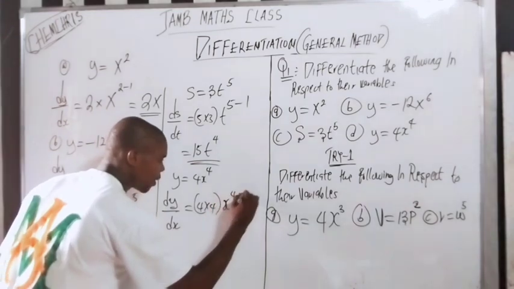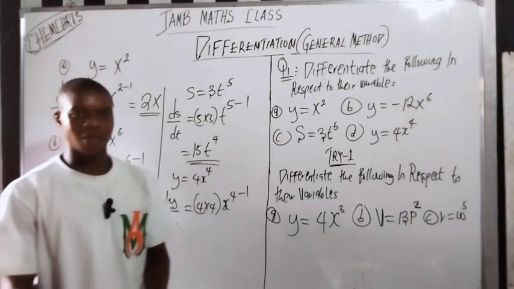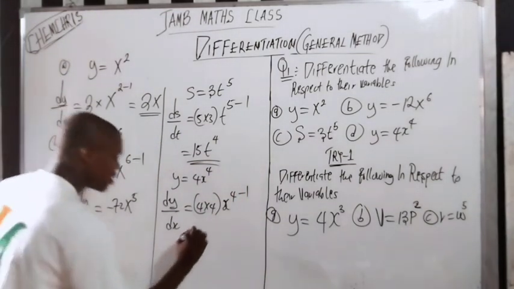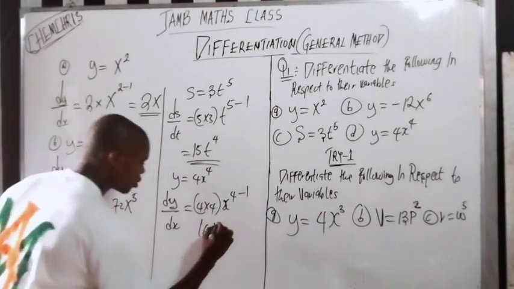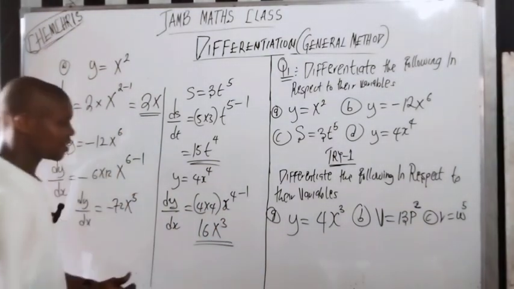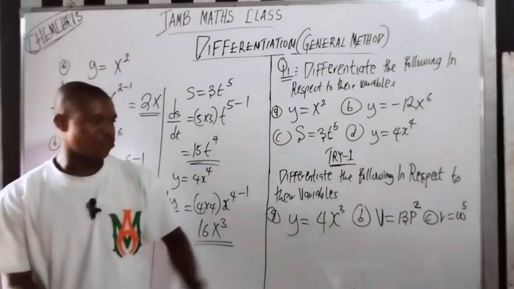X 4 is what minus 1. 4 times 4 is 16. So it's going to be 16 and 4 minus 1 is 3. So this is the answer. So you go ahead and try it for me.